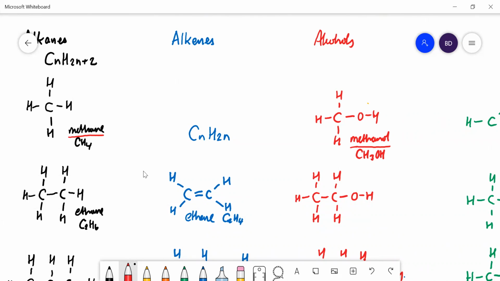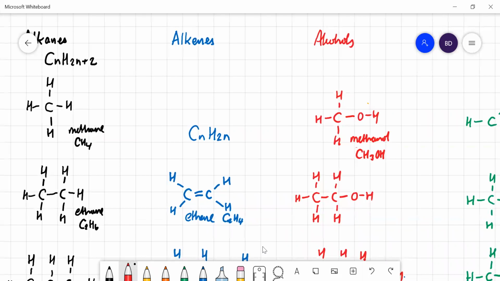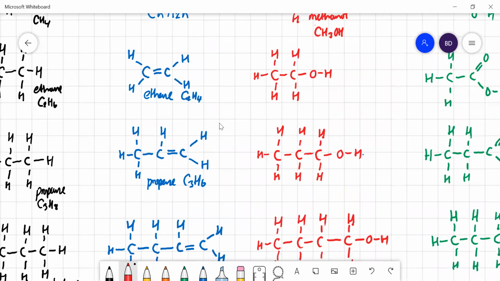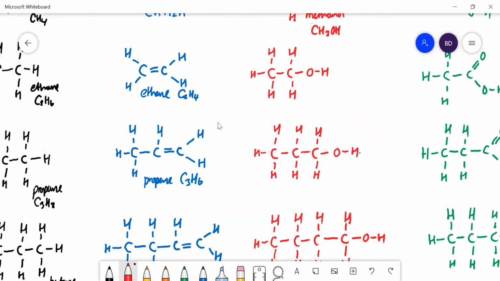Okay, and all the alcohols, they're all liquids at room temperature. So let's look at the others. The next one, with 2 carbons, is called ethanol, and that is the alcohol that is found in drinks, C2H5OH. This one is called propanol, C3H7OH.